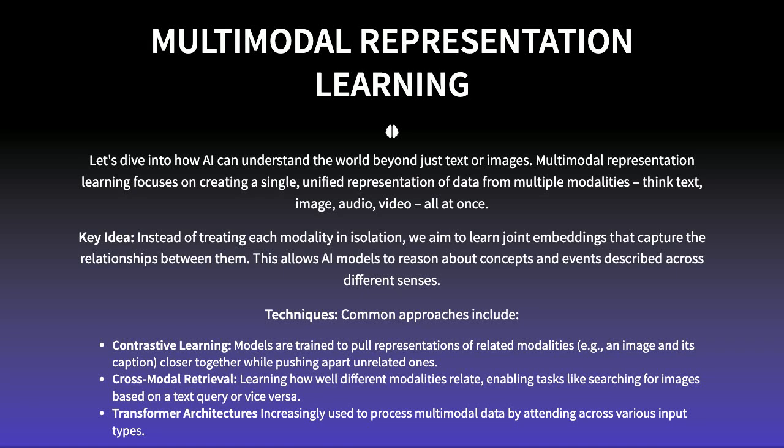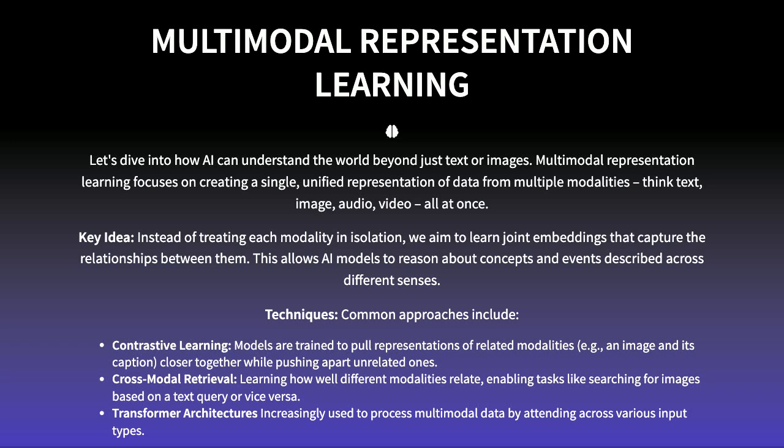Okay, so now we move into how AI can actually understand information in a more holistic way. We're talking about multimodal representation learning, which is all about building a single, shared understanding of data that comes from different sources like text and images. Instead of treating each source separately, like just reading a sentence or looking at an image, we want the model to see how they relate.